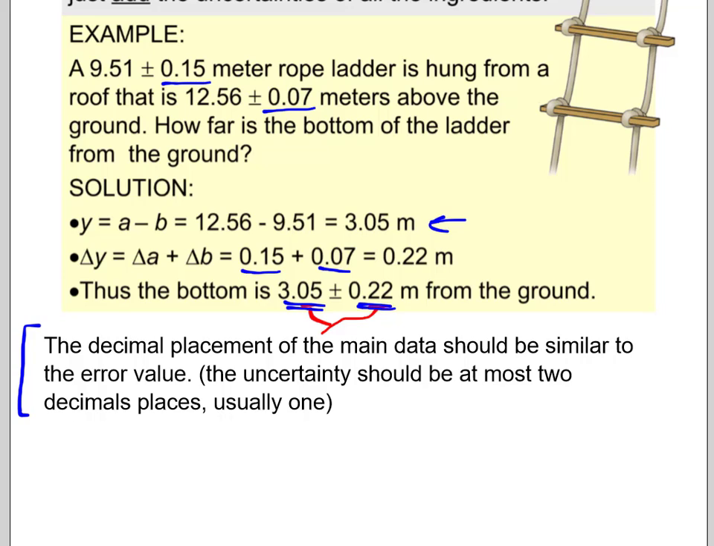So the decimal placement, this is another key piece. The decimal placement of the main data should be similar to the error values. We shouldn't have more precision or more significant figures in our uncertainty. It can't be more accurate than our actual measurement. It's just something to keep in mind. This one here is normally 1 or 2 digits at most. So just keep that in mind.